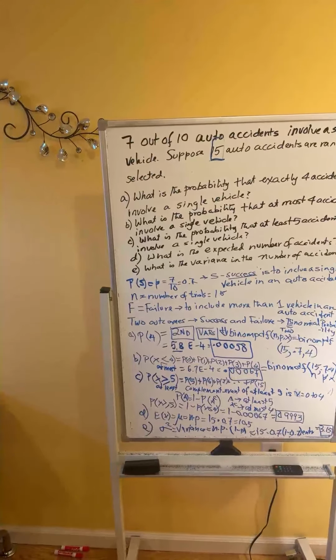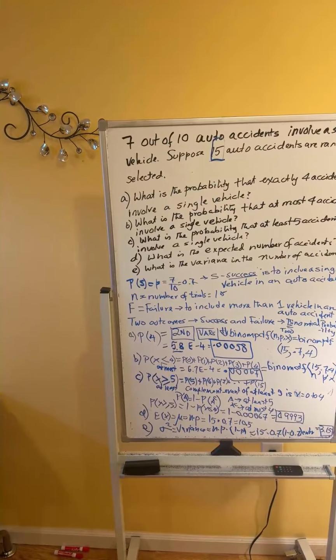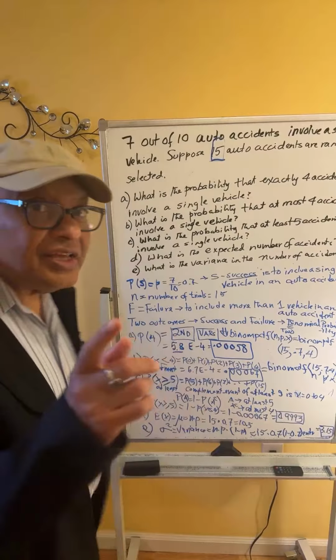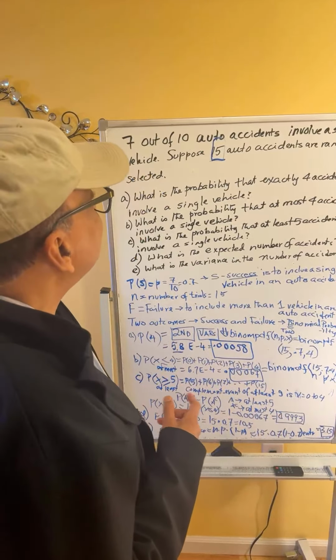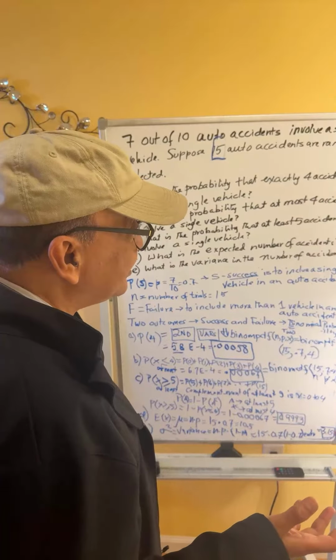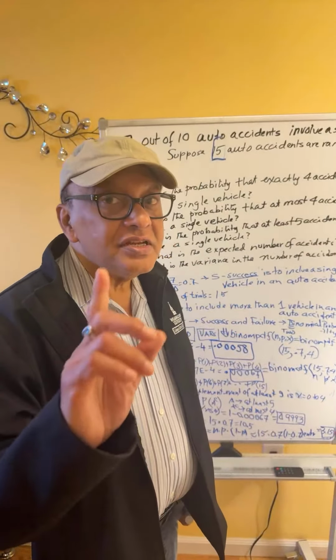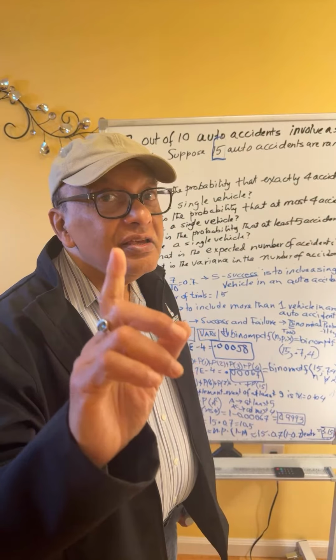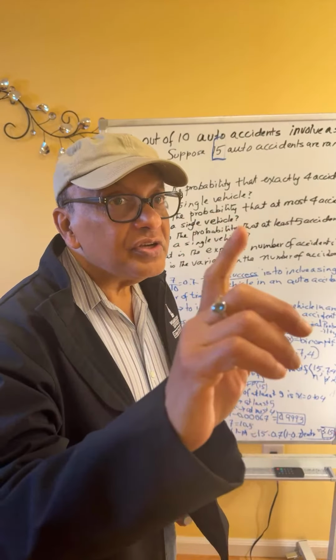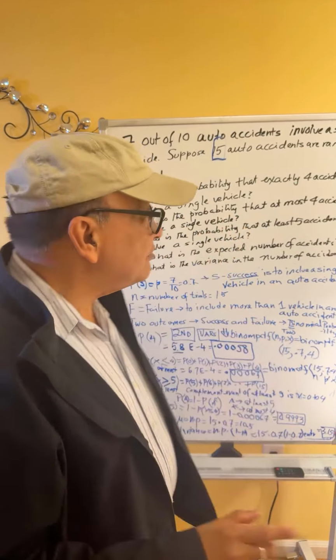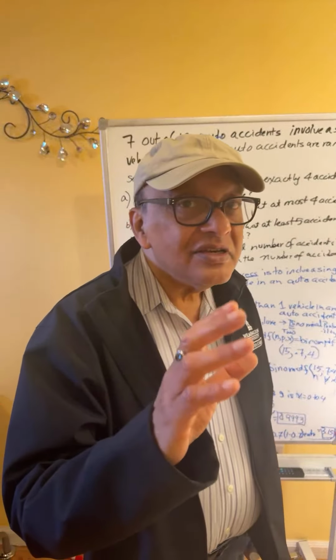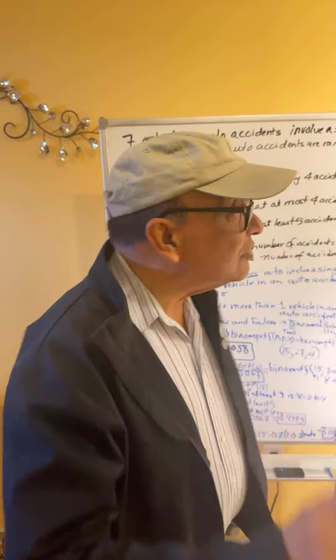Okay. So I will summarize everything. I will go over them one more time. So first, let me read the problem. 7 out of 10 auto accidents include a single vehicle. Suppose 15 auto accidents are randomly selected. So the number of trials is 15. Probability of success, that means auto accidents in which one single vehicle is involved, is 7 out of 10. So probability of success is 0.7. Success here means auto accidents which involve one vehicle only.